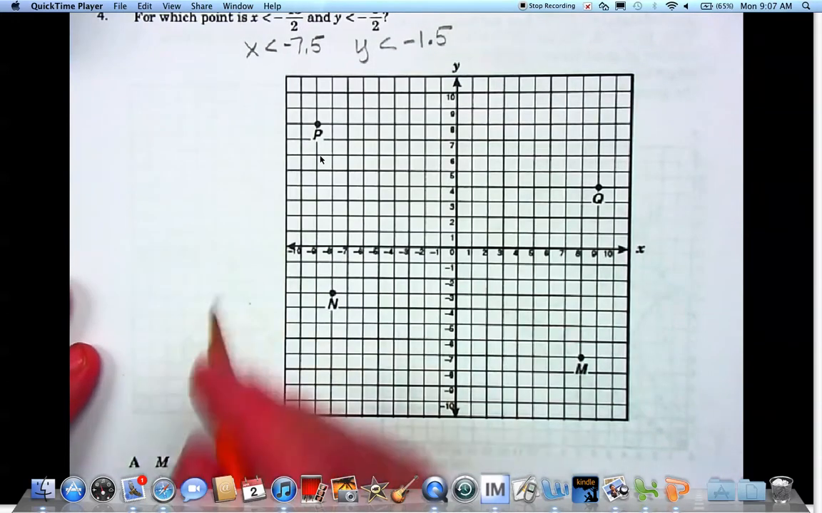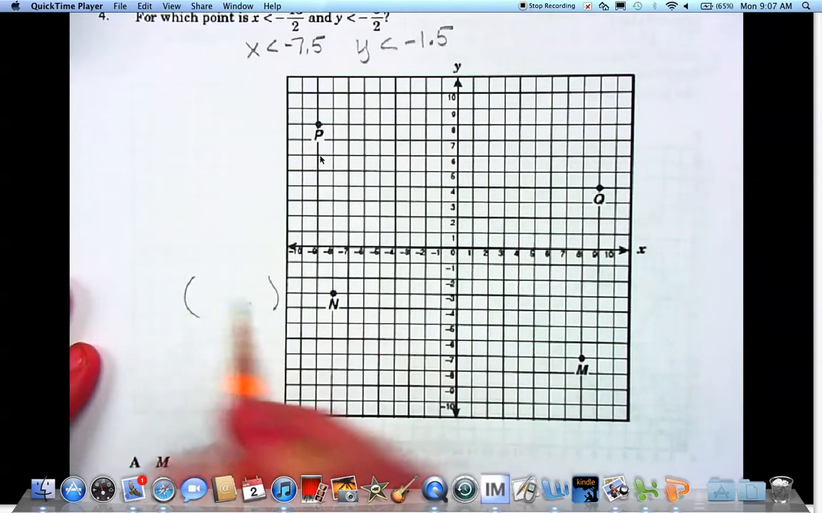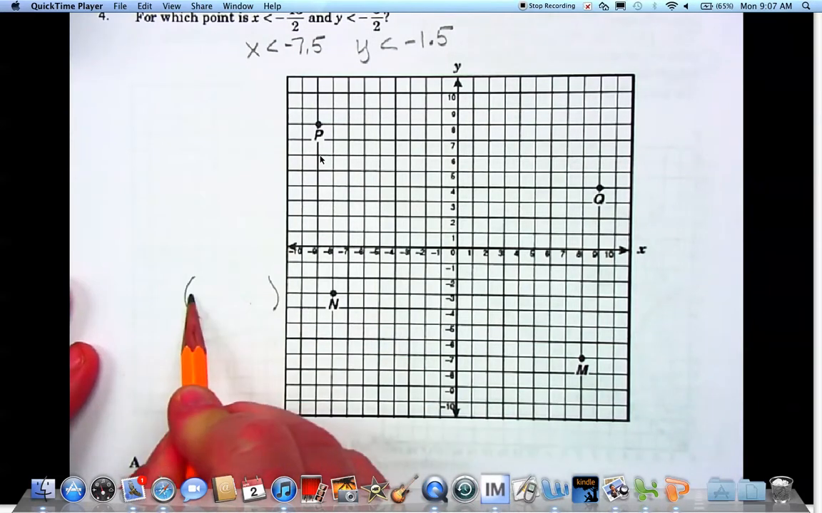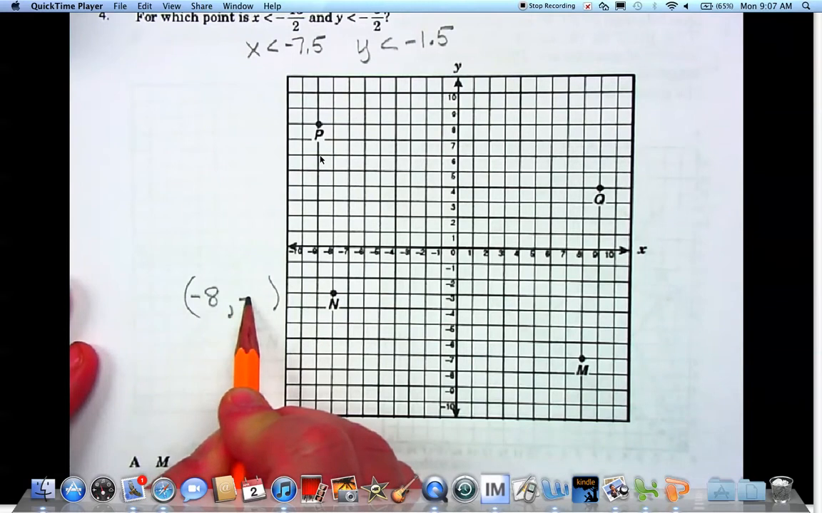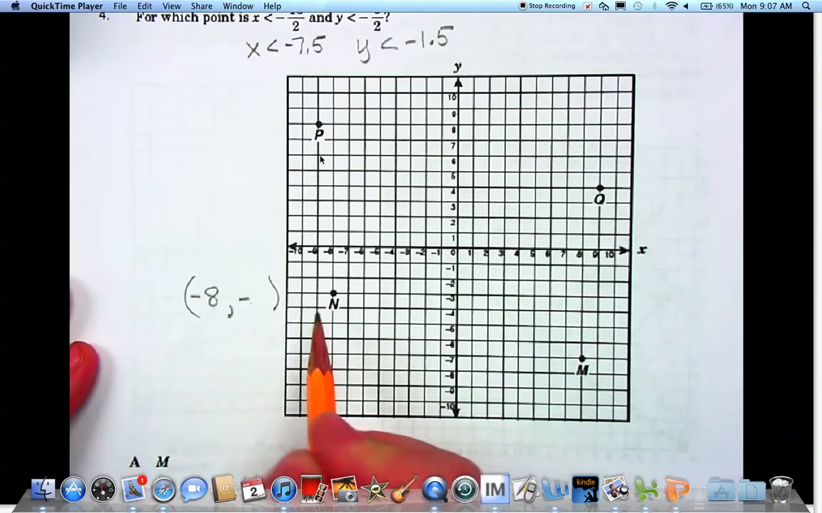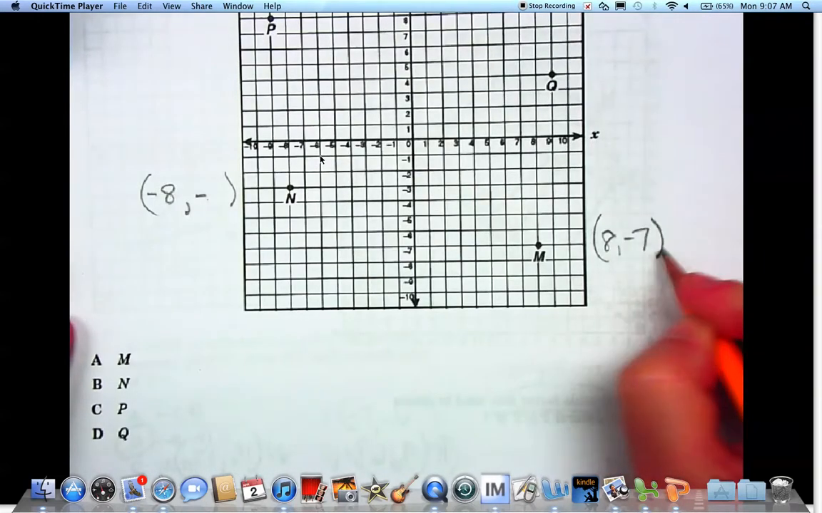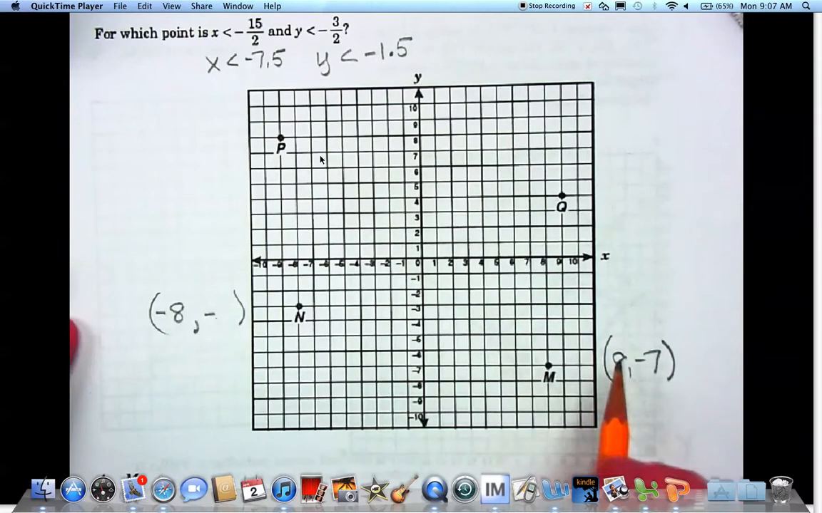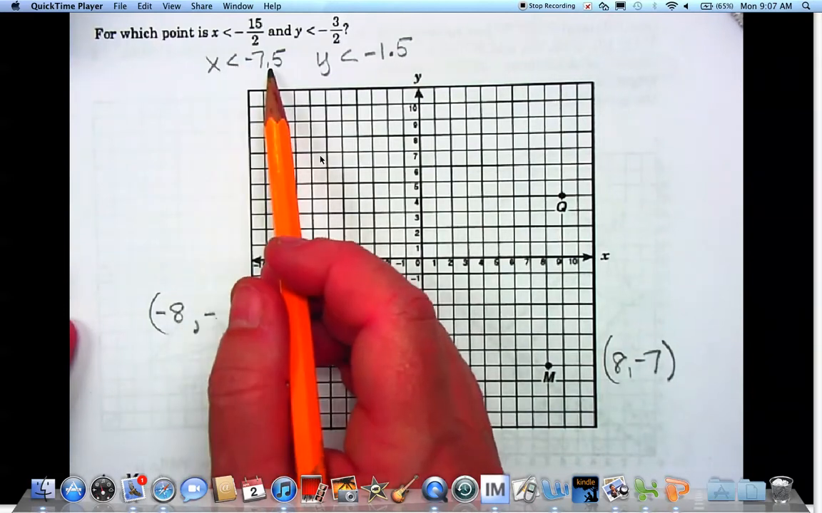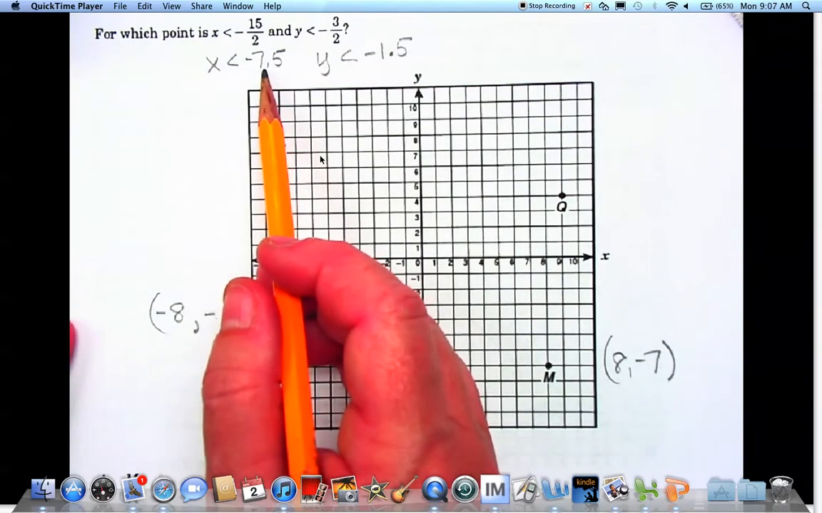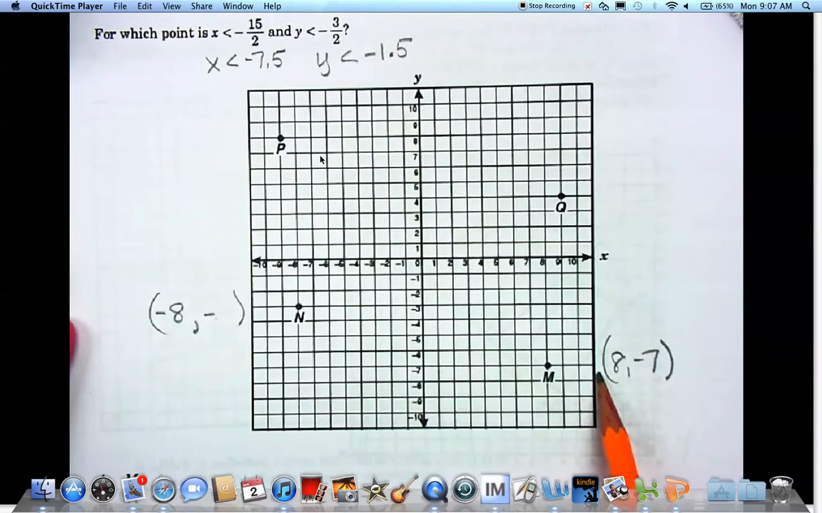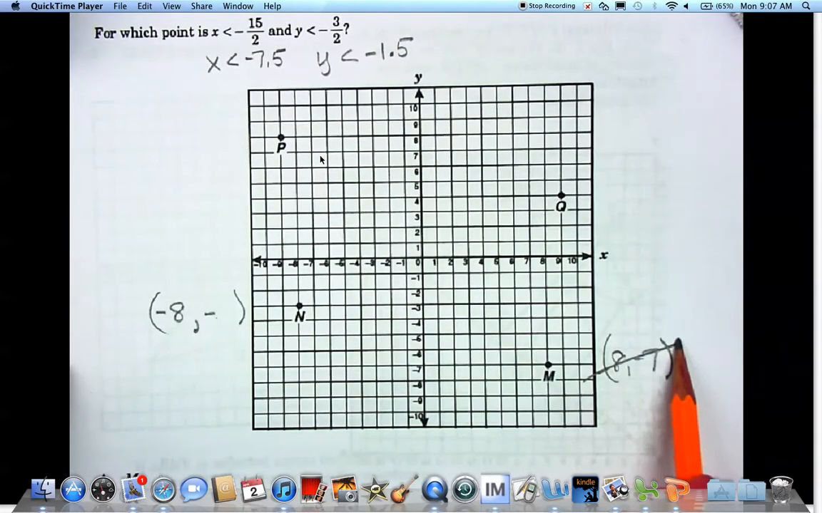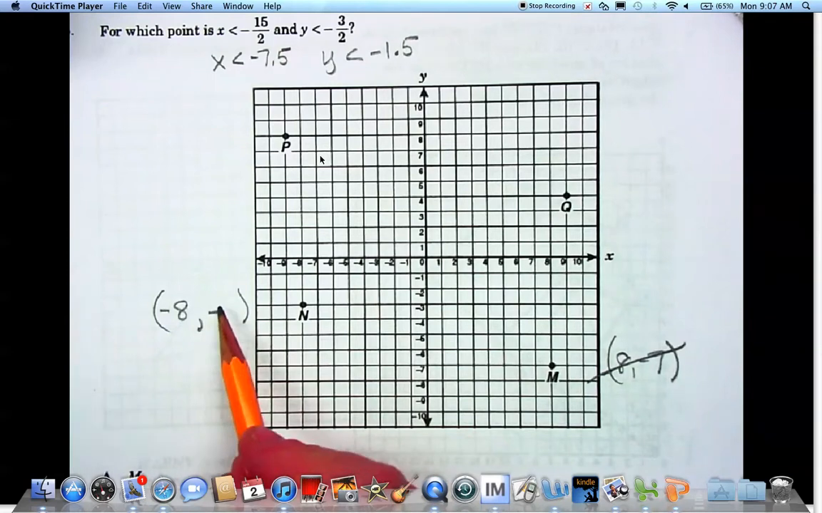What coordinate did you think it was? M. Okay, what are the coordinates of M? 8, negative 7. Okay, let's look at M. Is 8 less than negative 7.5? No, it's not. So it's not that one. So try N, negative 8, negative 3.